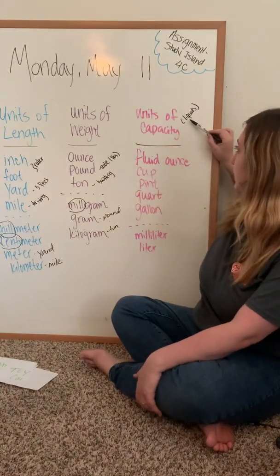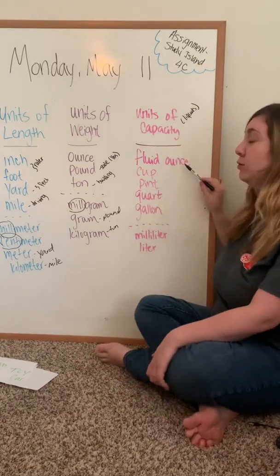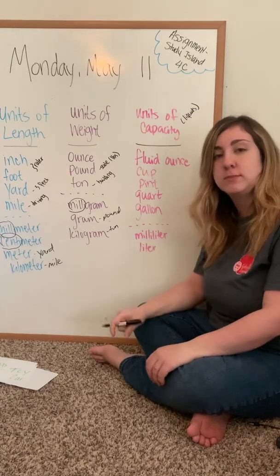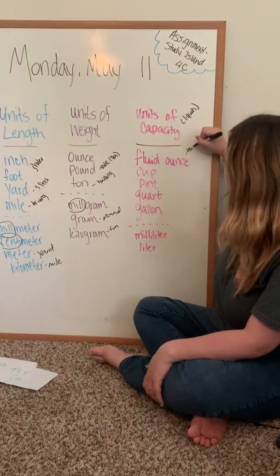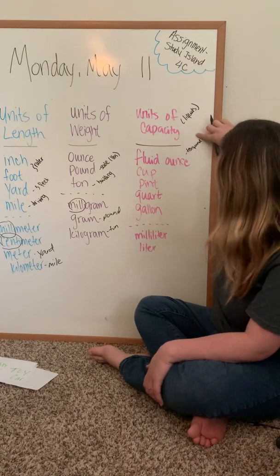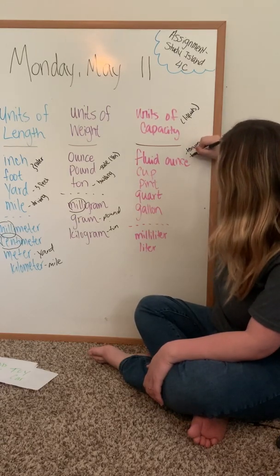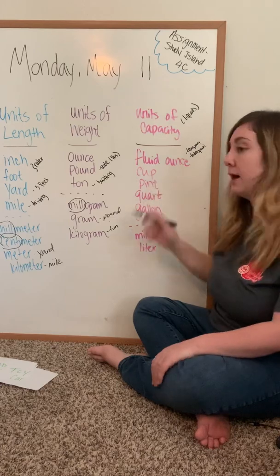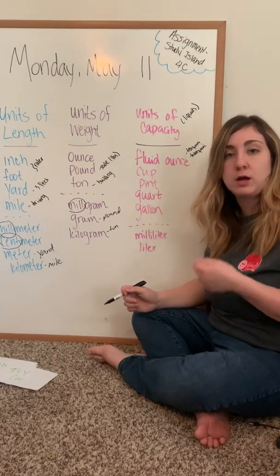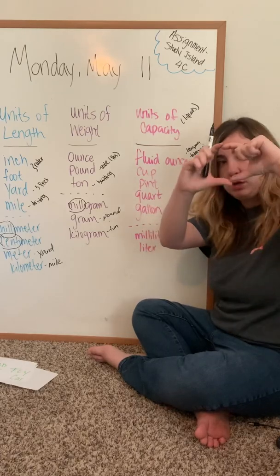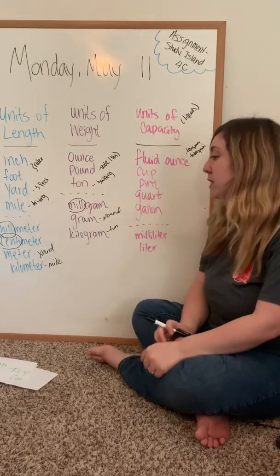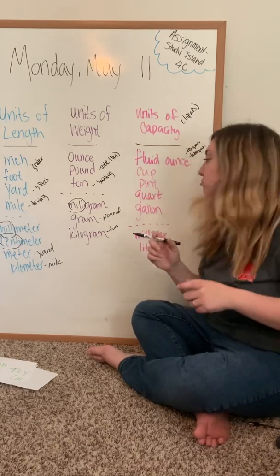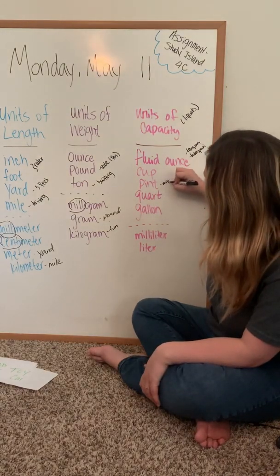And then units of capacity, that's going to be liquid. Fluid ounce, that's going to be, for example, when you're baking something and you have to have a small amount of liquid, such as a teaspoon or a tablespoon. They convert that in fluid ounces. A cup, you've all seen a cup before, like a cup of tea or a cup of water. It's not very big, about that big. A pint is kind of like the little milk cartons that you get at school. So we'll put that milk carton, little ones.